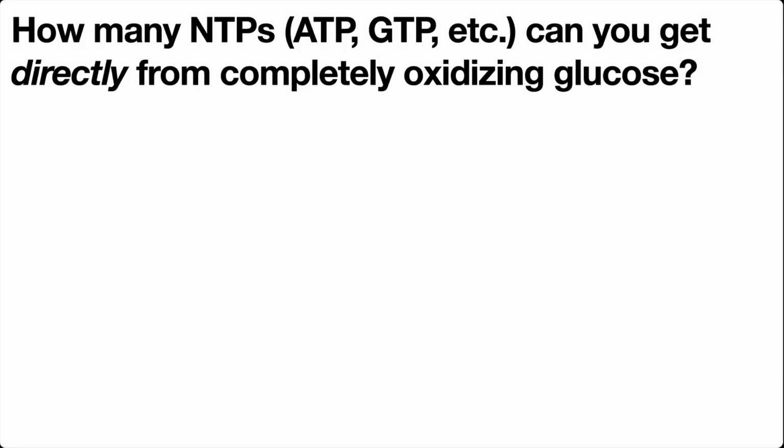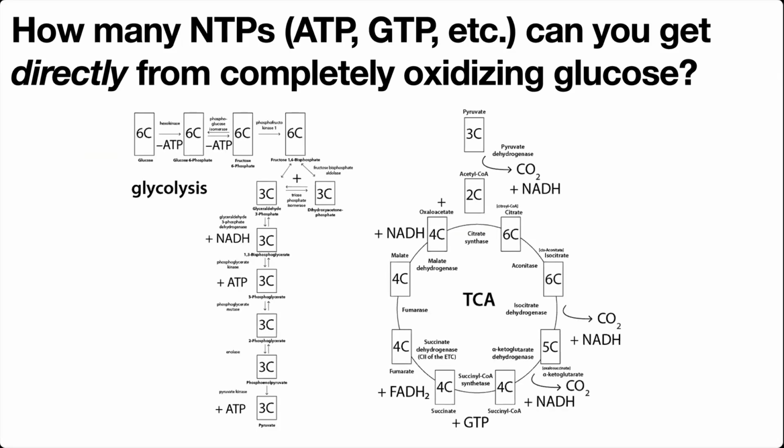Getting back to glucose, how many NTPs, so ATP, GTP, etc., can we get directly from completely oxidizing glucose? Again, it's really important that we think about our numbers of carbons. If we think about glucose, we have 6 carbons. And we need to remember that at the aldolase step of glycolysis, we're going to split into 2 3-carbon compounds. Everything that happens after that is going to have to be repeated twice.